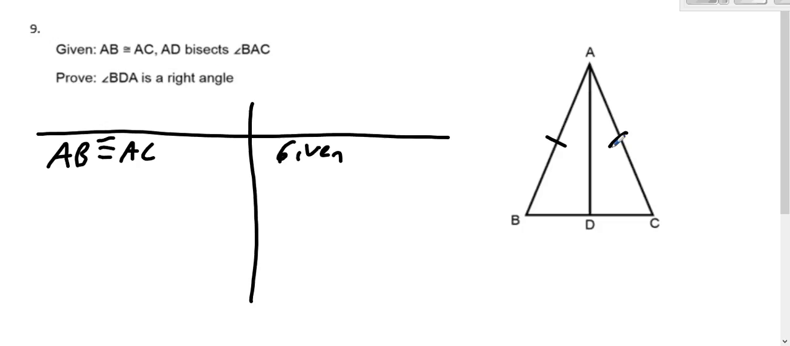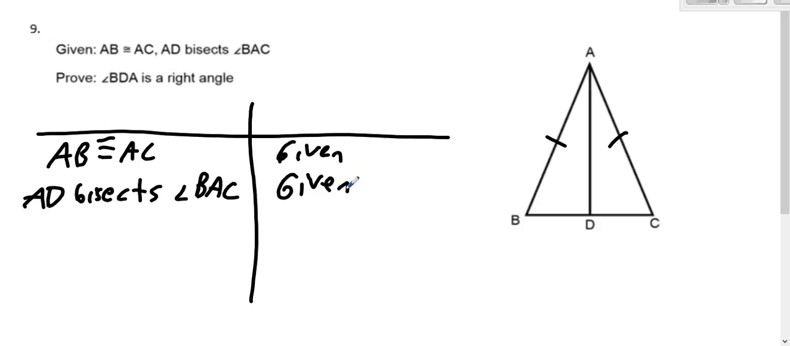Next, you're told AD bisects angle BAC. That's not anything that we can directly mark until we interpret it. So if you bisect an angle, it means you cut that angle into two congruent angles. So here's angle BAC. I'll follow it with my cursor. If it's bisected, it's cut in half, so you get these two pieces. But that's not what we wrote yet, so we're going to write that.